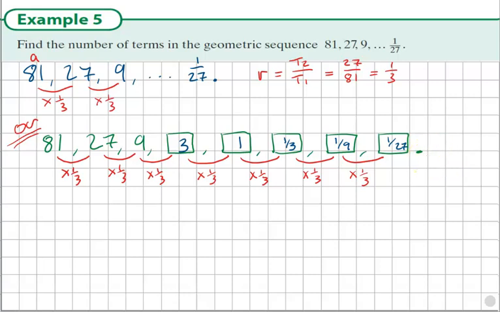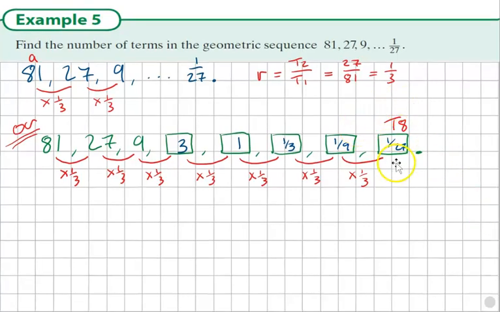We have a full stop to indicate that. And that is indeed term 8. So 1, 2, 3, 4, 5, 6, 7, 8. Obviously a much, much quicker method.